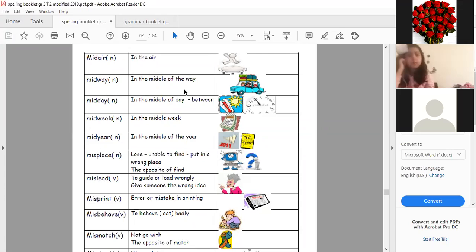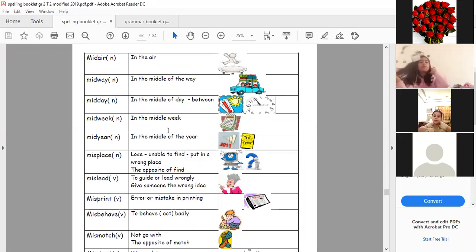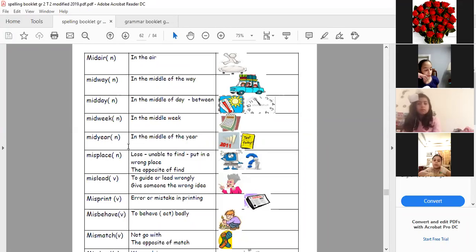Malak, what does midday mean? In the middle of the day. Yeah, in the middle of the day. Like the time of noon and afternoon. Midweek. Nagam. Midweek. Read. In the middle of the week, yes. Mid-year, Radia. What does mid-year mean, Radia? In the middle of the year.